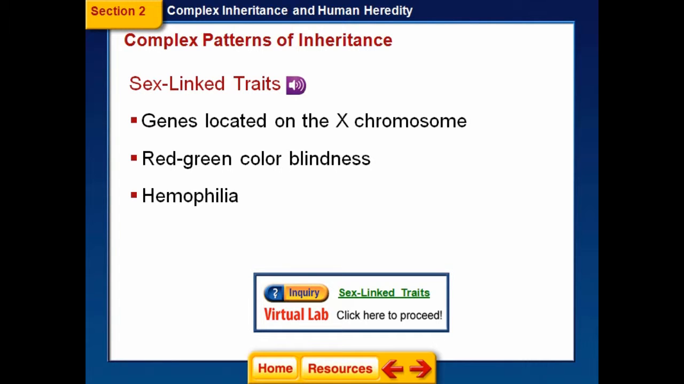Sex-linked traits are genes located on the X chromosome. Some examples of this are red-green color blindness and hemophilia. If a person has the recessive trait, there is no dominant trait. There is no second X. A male only needs one gene. Since they only have one X chromosome, they only need one hemophilia allele to have the disease.